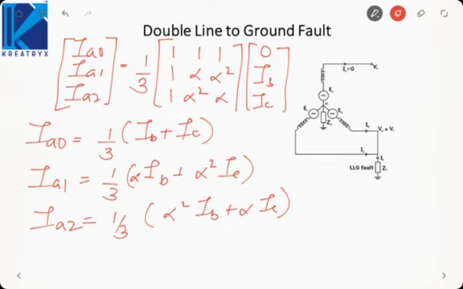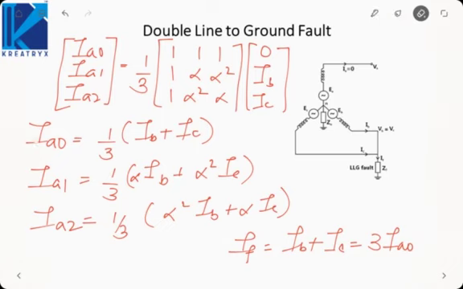And here, since the fault current IF is equal to IB plus IC, it will be equal to 3 times IA0. So whenever in case of a double line to ground fault you are asked about the fault current, you will calculate 3 times the zero sequence current. But still from here it is not very clear what the connection of the sequence networks will be.